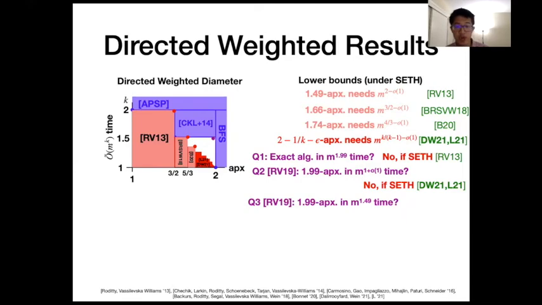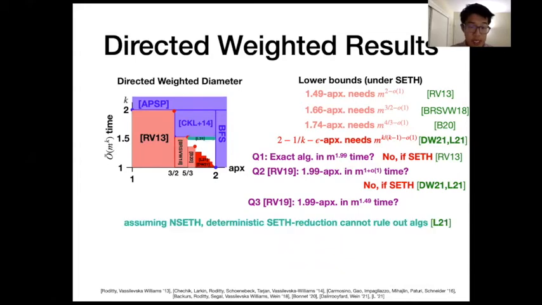Another question you can ask is: is there a better than 2 approximation in better than m to the 1.5 time? What we show is that, assuming a hypothesis called NSETH, I won't define it here, but it's some non-deterministic version of SETH, deterministic SETH reductions cannot rule out such algorithms. This takes a little bit of time to wrap your head around. Algorithms are positive results. These SETH lower bounds, these red results, are negative results. And this teal result is a non-hardness result, or a hardness of approximation.